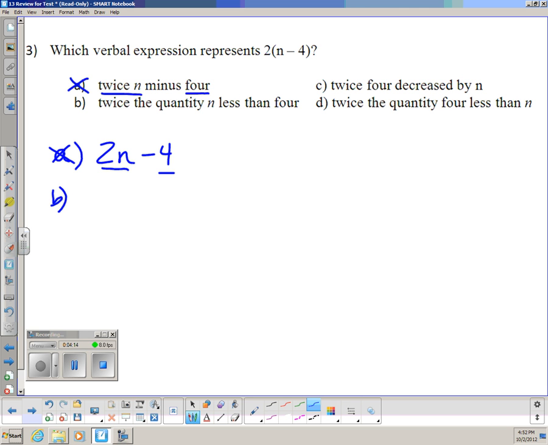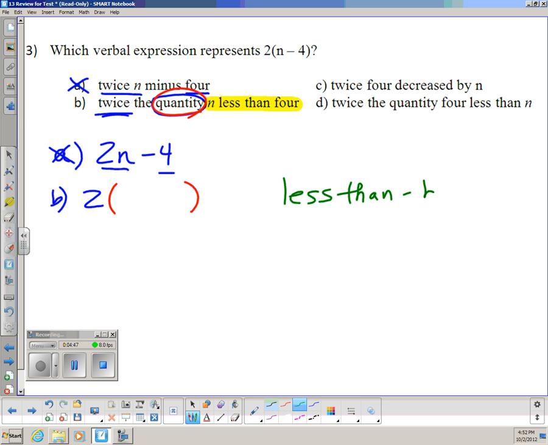So B says twice the quantity. The quantity is a signal for us that something in parentheses is going to come. So I have twice the quantity. We'll open up in parentheses, and whatever comes after the word quantity is going to go in those parentheses. N less than 4. So important. Less than.